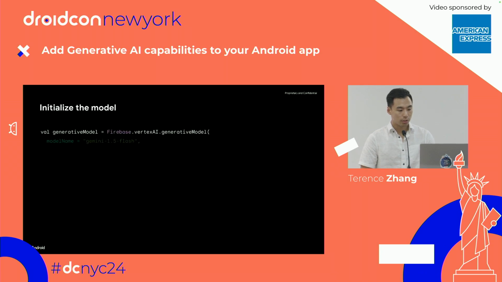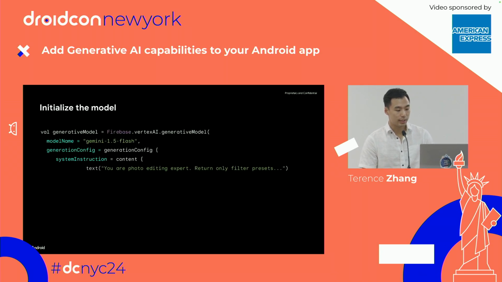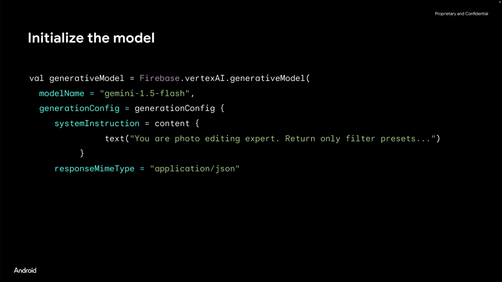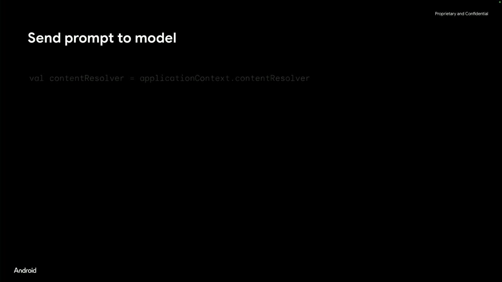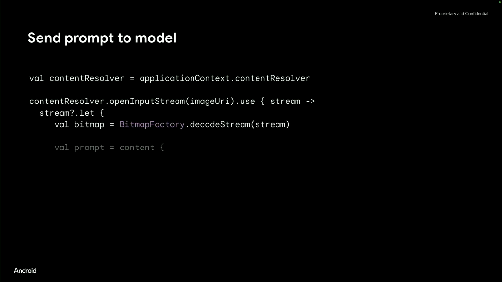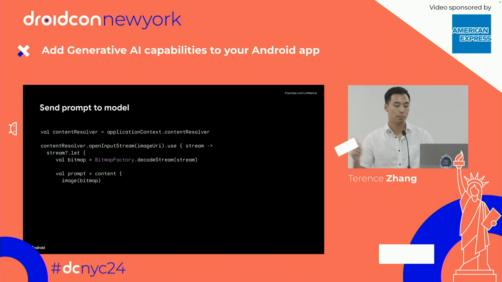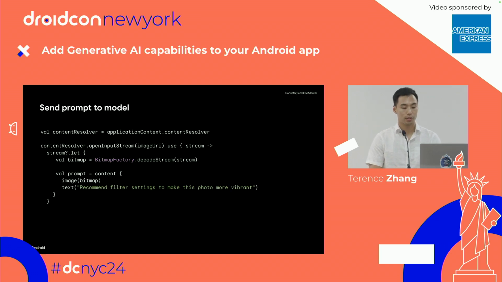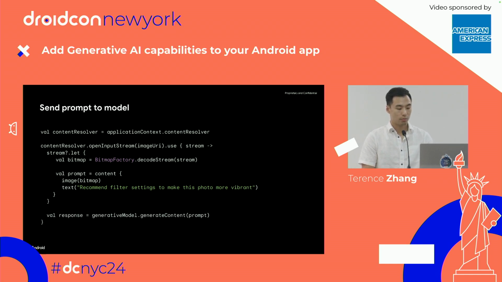And now here's a little code snippet just to show you how easy this is to set up. So you can see the system instruction here being provided, and the response type being JSON. And after the model is initialized, we want to send the prompt to the model. So make this photo more vibrant. So here we first provide the image in the bitmap form, and then also, hey, recommend filter settings to make this photo more vibrant. So as you can see, pretty straightforward code, and we just call generate content for the inference to happen.